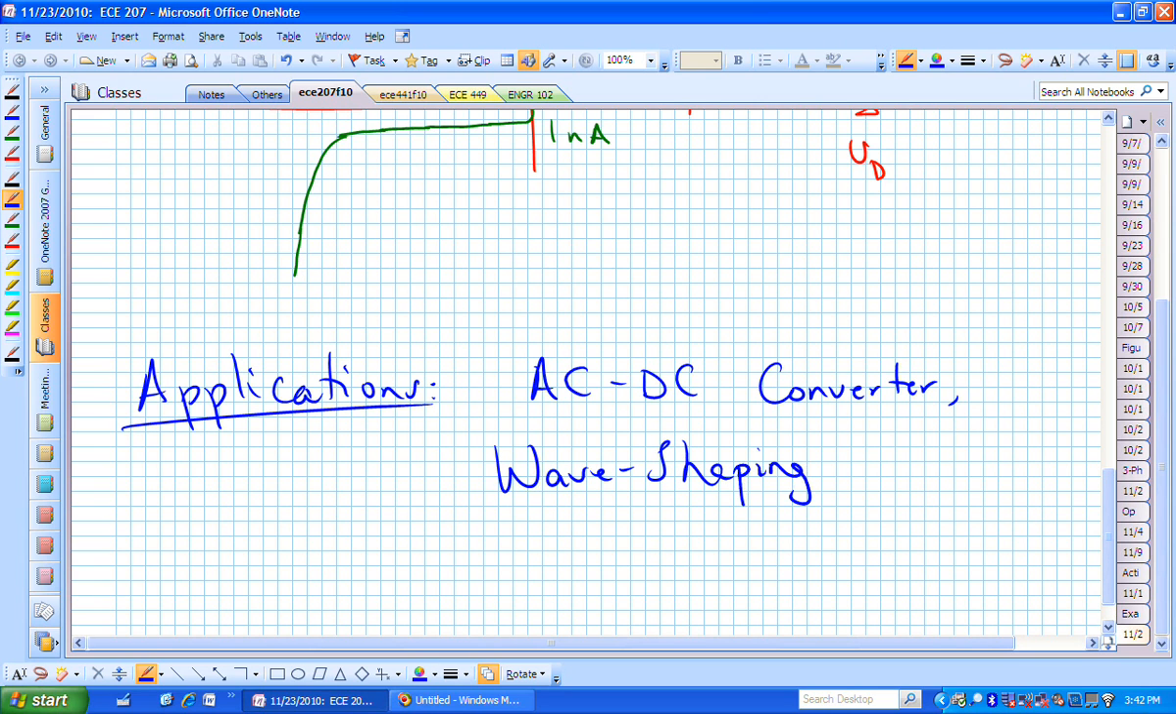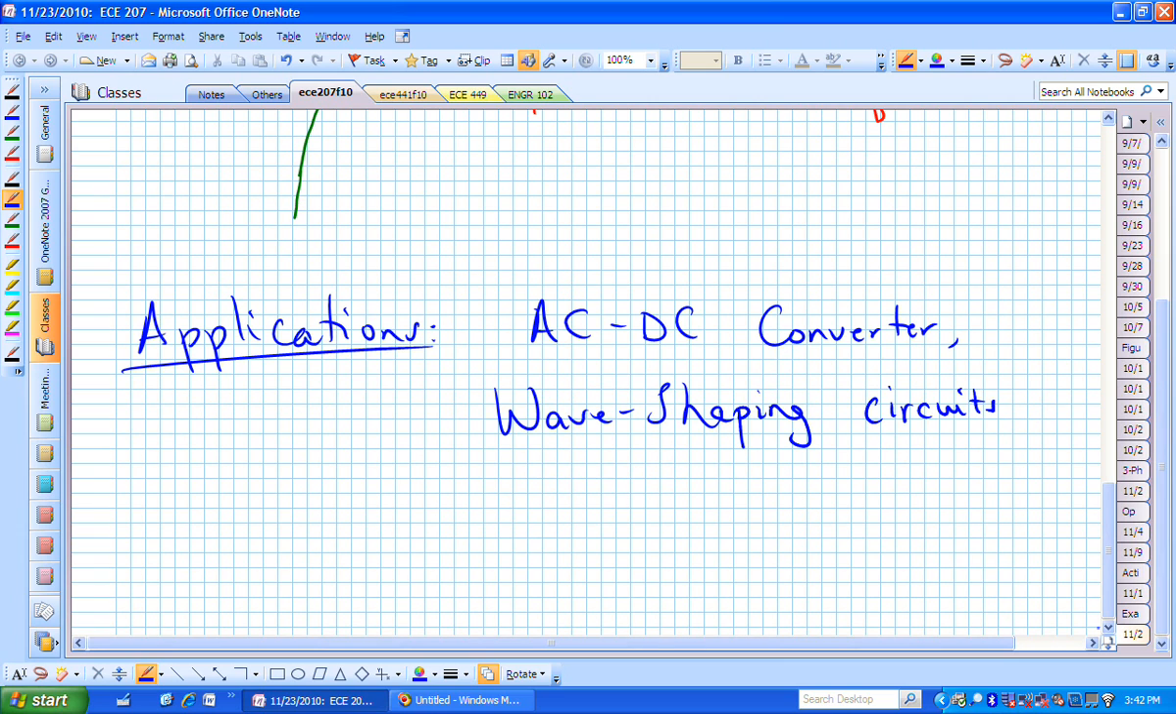We can also use these in different configurations to modify or shape different waves. Meaning if we had a sinusoidal wave, maybe we only want to preserve the top half, or the positive portion, of that sinusoid and cut off the negative portion. That would be a wave shaping circuit.